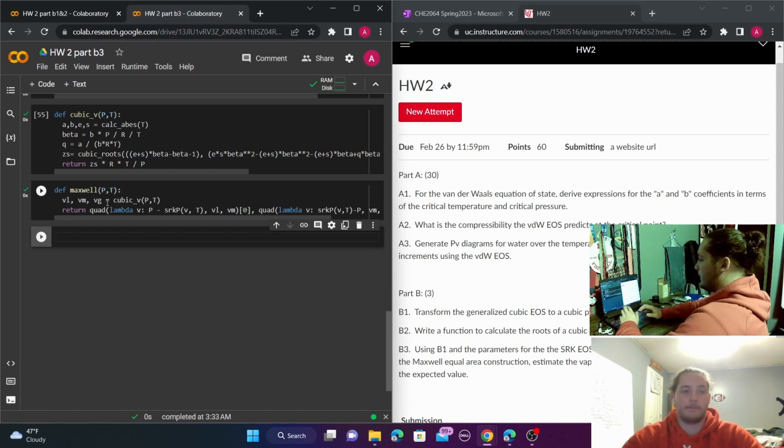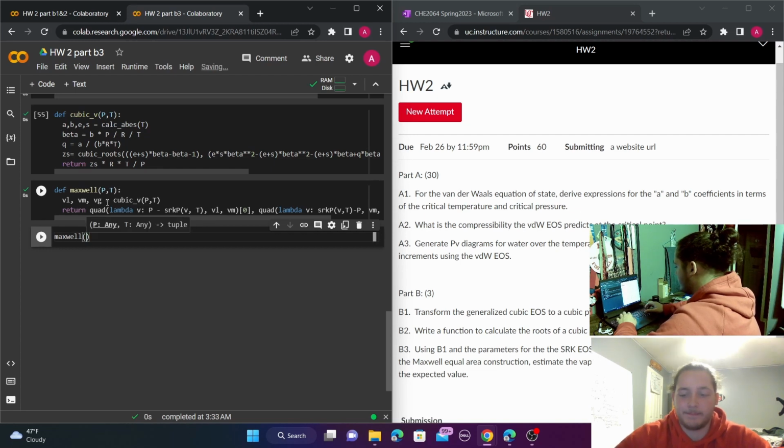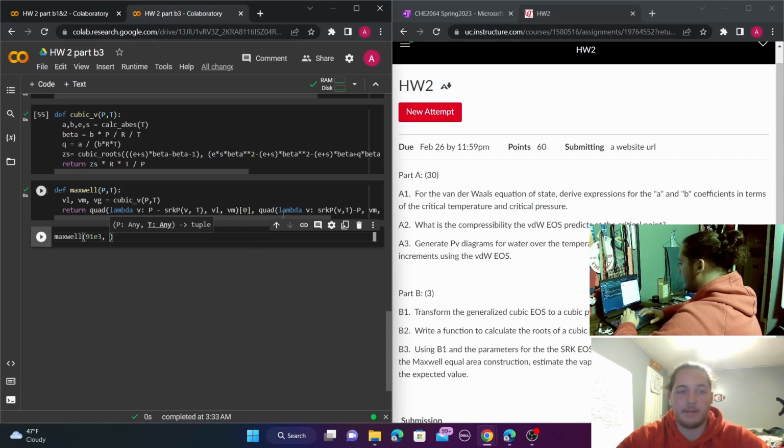Okay, so now we can take a guess with pressure to see what we get. So we can take Maxwell 91e to the 391,000, and then for our pressure and our temperature over here we have 373 Kelvin. Shift enter.